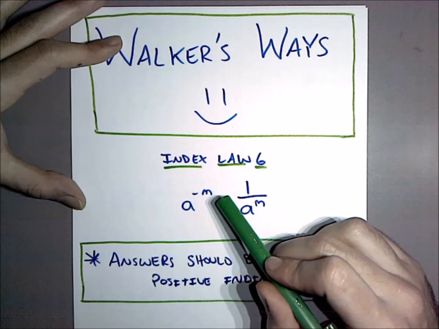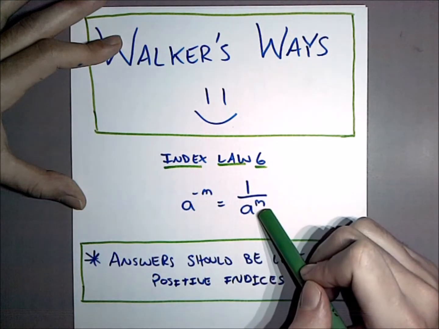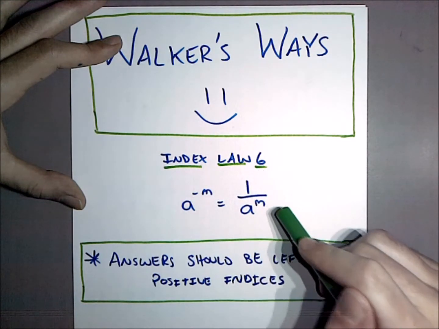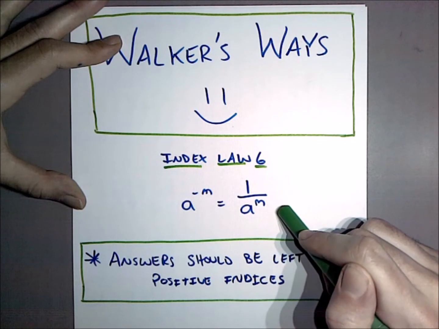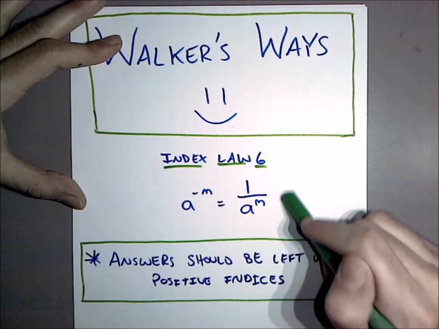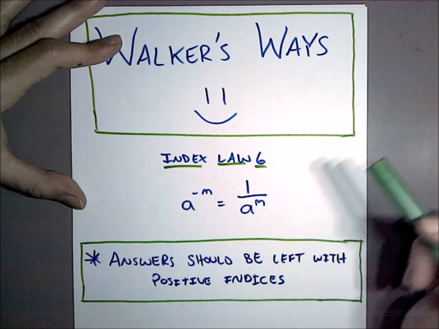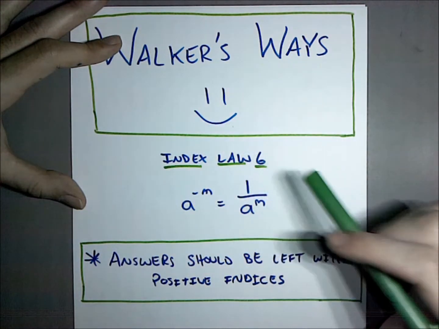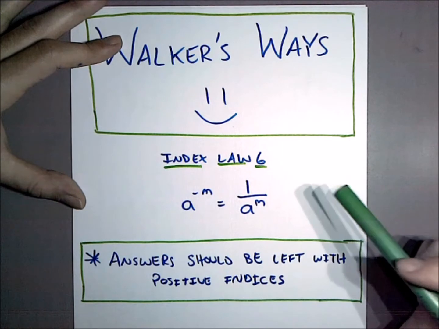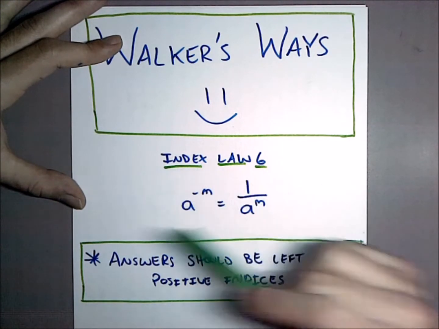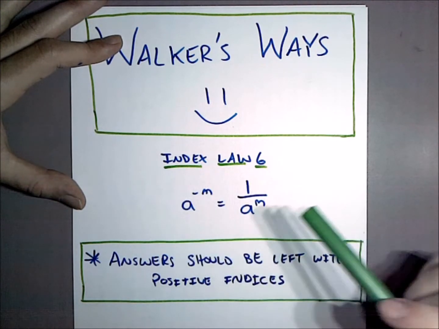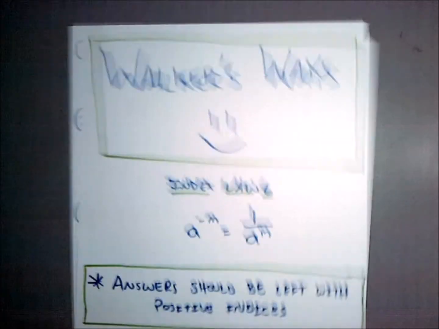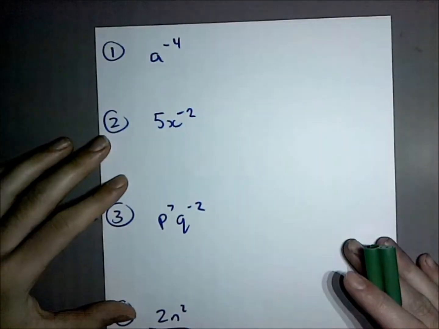So if you've got your negative index on top, you move them to the bottom and change to a positive value. If you add a negative on the bottom here, you'd move the base and the index to the top and you change it to a positive as well. So I'll do a couple of examples, but generally speaking, if it asks you to simplify, you should be leaving your answer in a positive form, which is where this rule really comes in handy. So a couple of examples. Start off with some easy ones.